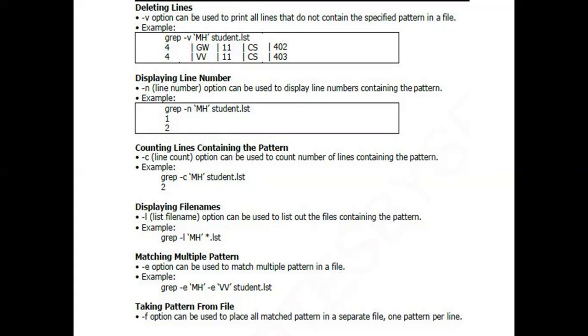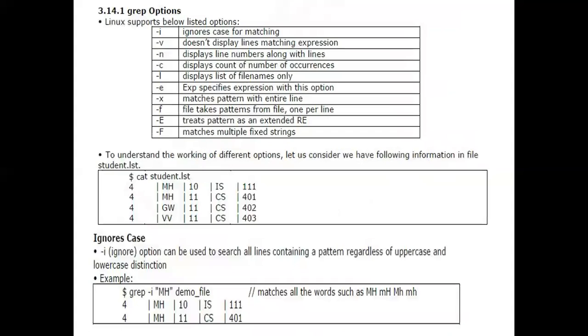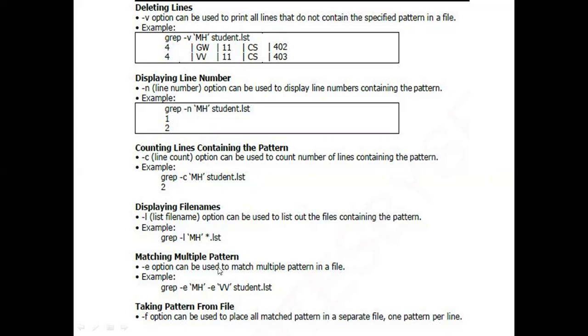When this particular command gets executed, it will display these three lines 1, 2 and 4 because you are matching two patterns, MH as well as VV. So it will display the first line, second line and the fourth line.